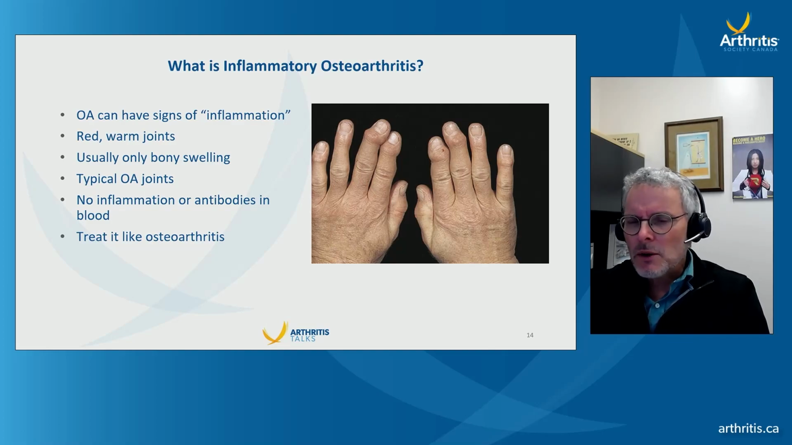It's typically only the joints that are affected in osteoarthritis. Like I said, there's really no sign that your immune system is very active around this. And we treat it very much like osteoarthritis. There are no special treatments that we would do differently for it.